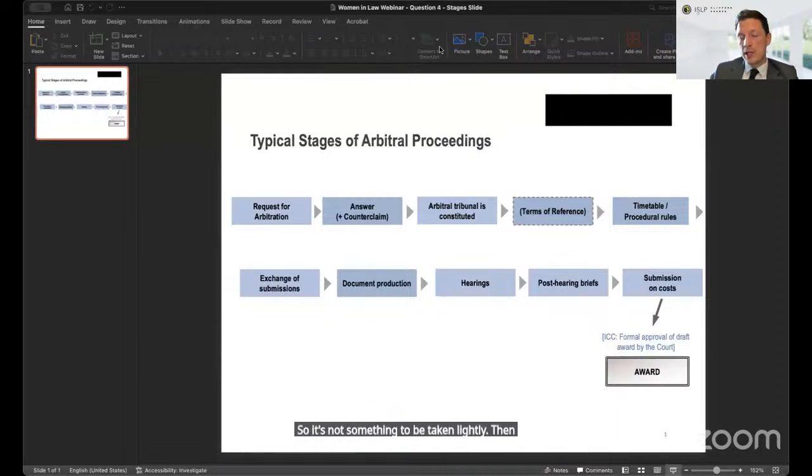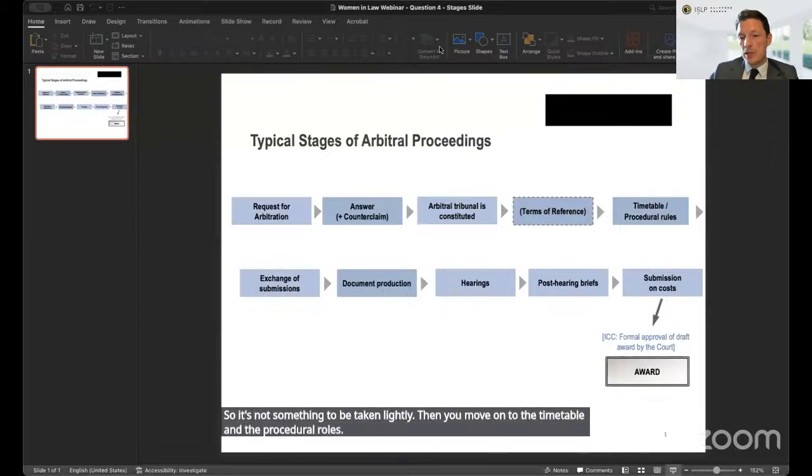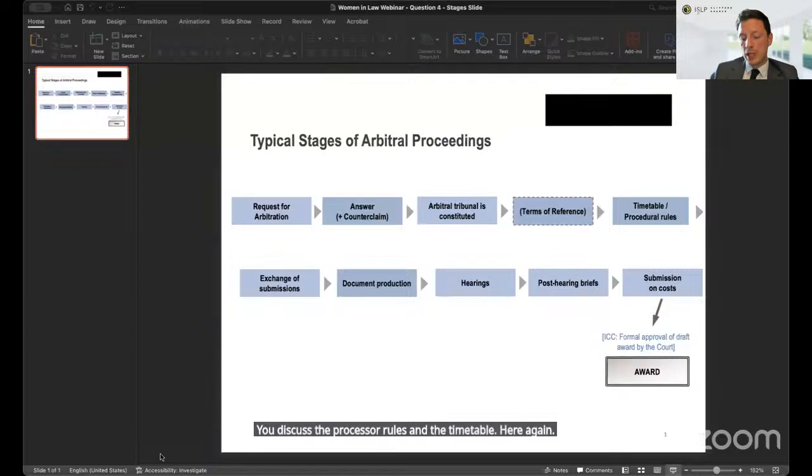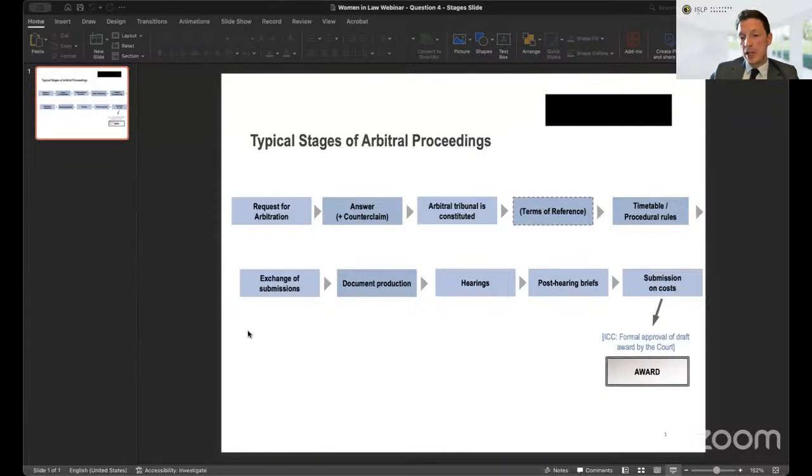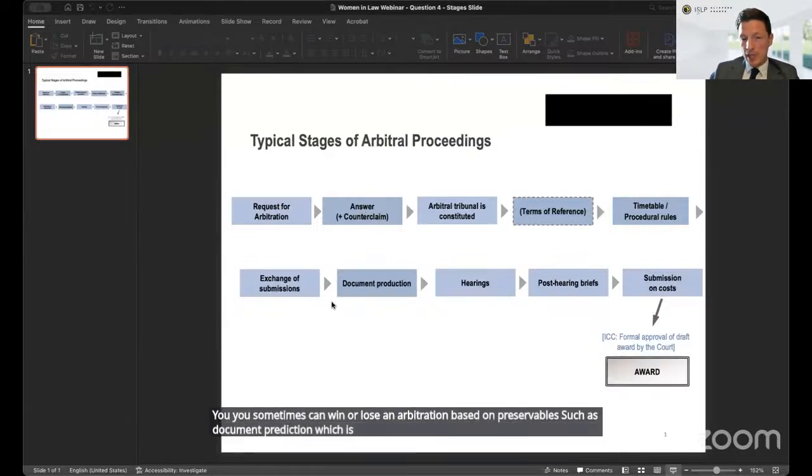Then you move on to the timetable and the procedural rules. It's usually on the occasion of what we call the case management conference, which is an initial meeting between the parties and the recently constituted tribunal. Usually during that case management conference, you discuss the procedural rules and the timetable. Here again, it's important to be very careful in the timetable you negotiate with the other side, or you try to get from the arbitral tribunal if there's no agreement between the parties on the timetable. You sometimes can win or lose an arbitration based on procedural rules, such as document production, which is the next box, usually taking place after a first exchange of submissions, so after the statement of claim and the statement of defense.